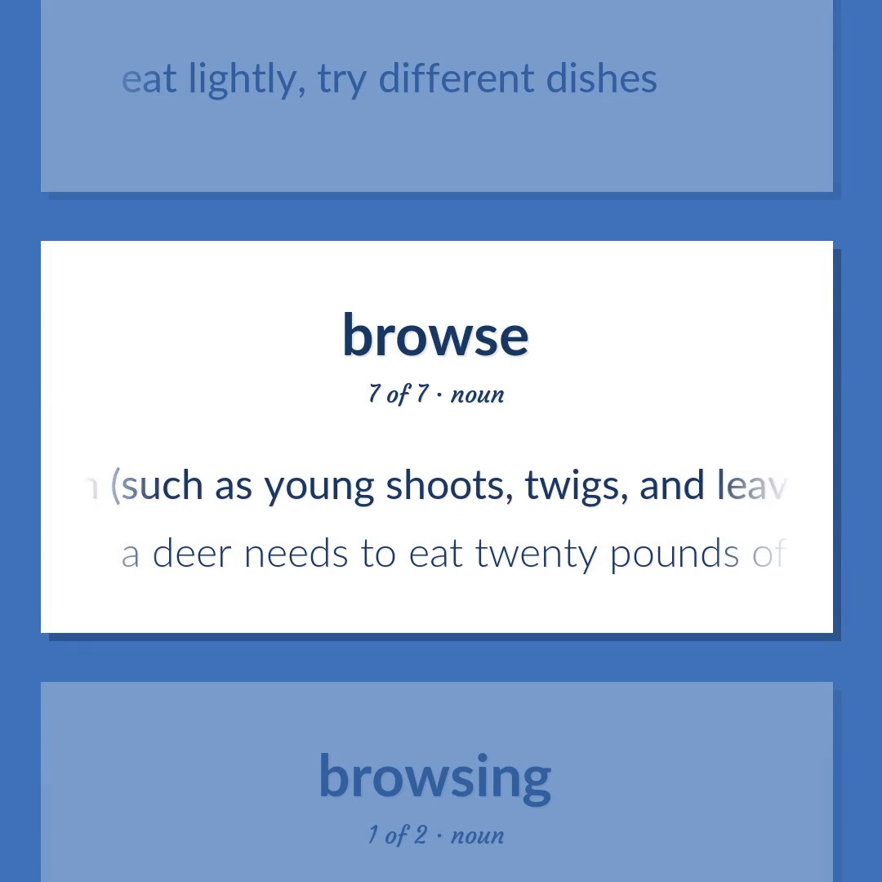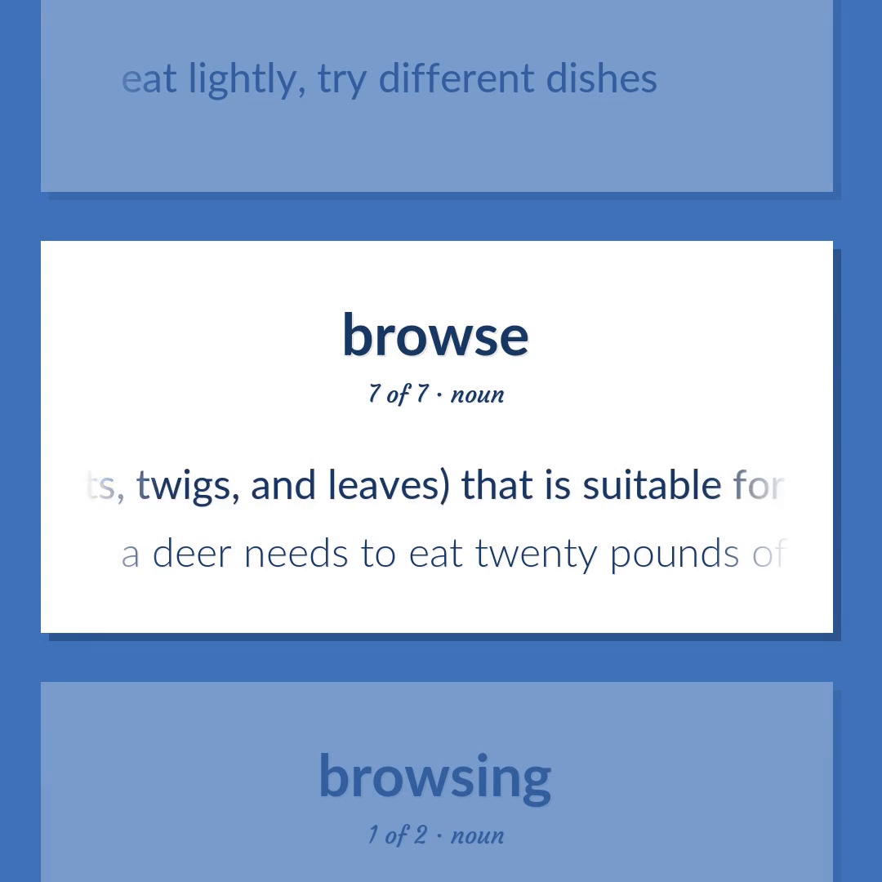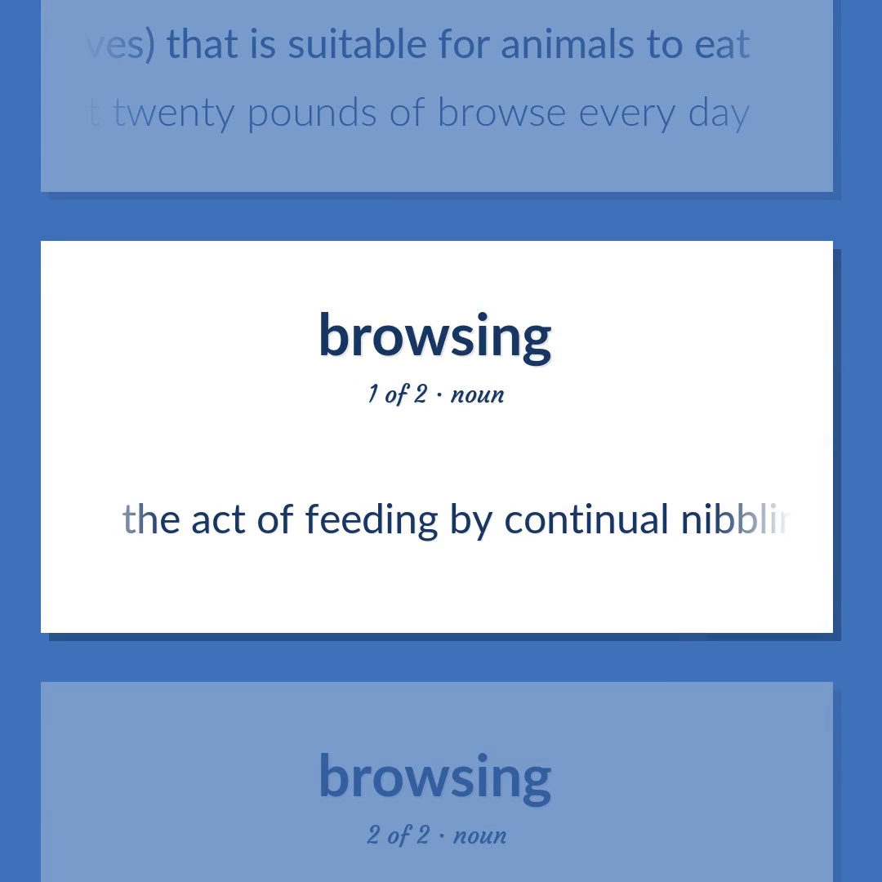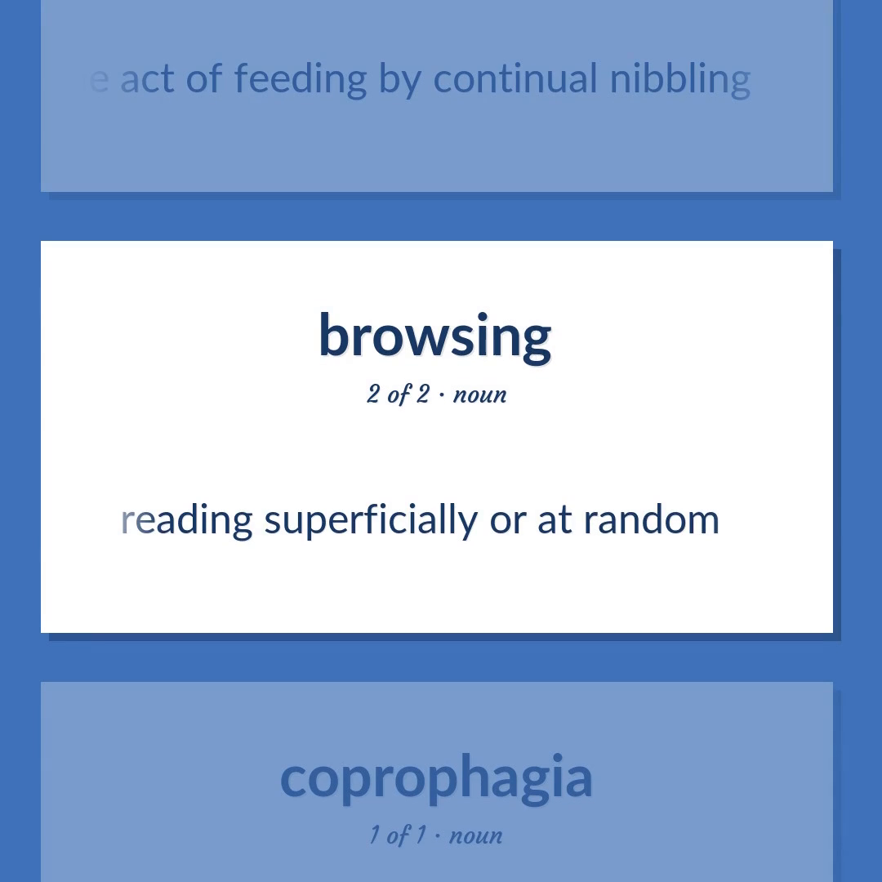Vegetation, such as young shoots, twigs, and leaves, that is suitable for animals to eat. A deer needs to eat 20 pounds of browse every day. The act of feeding by continual nibbling. Reading superficially or at random.